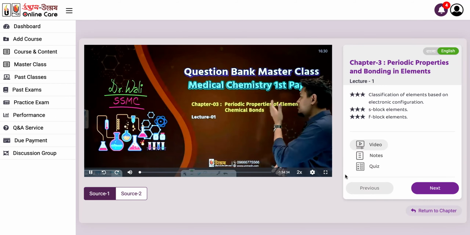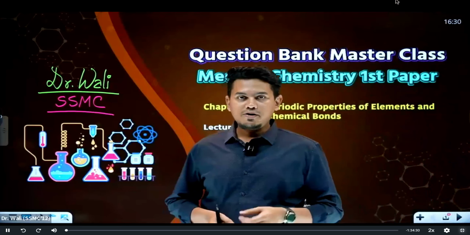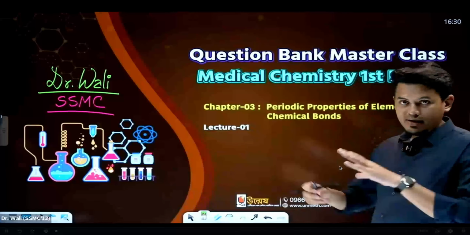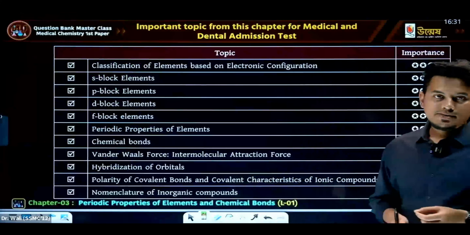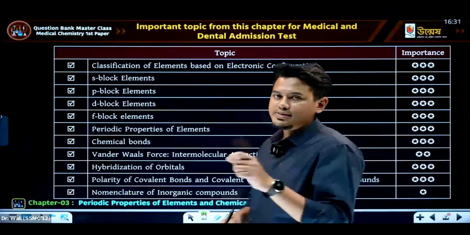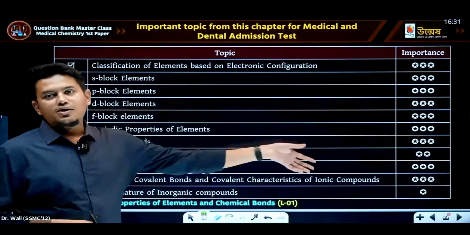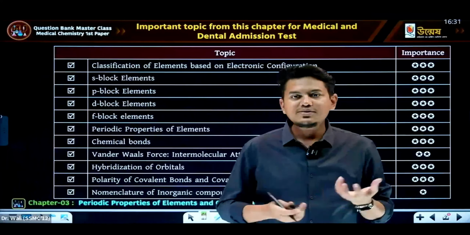Today we are going to discuss chapter 3, periodic properties of elements and chemical bond, which is a chapter of our chemistry first paper. As you can see, this chapter is very large, or I should say it's a bulky chapter, but it is very vital for the admission test. If we look at the topics that cover all the important points of this chapter, we can see lots of triple stars. So all of the topics are somewhat of similar importance.